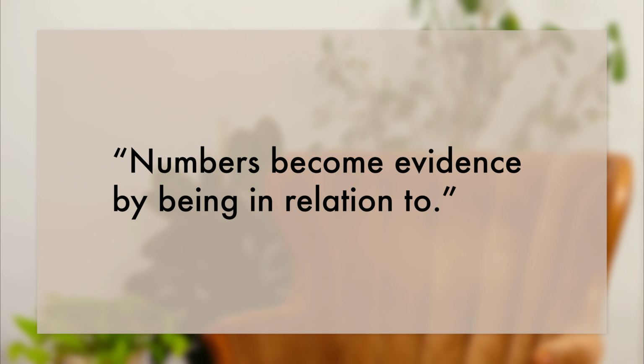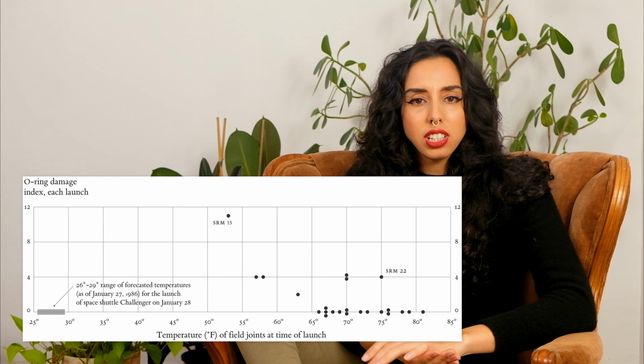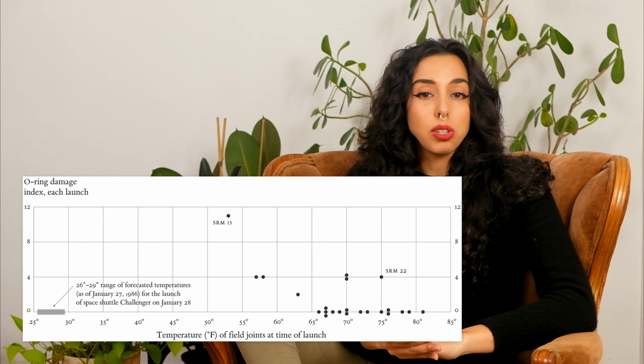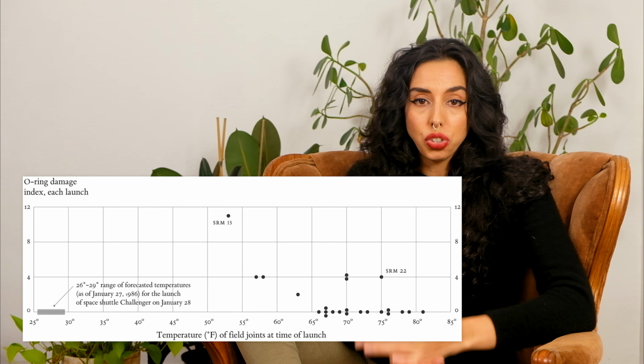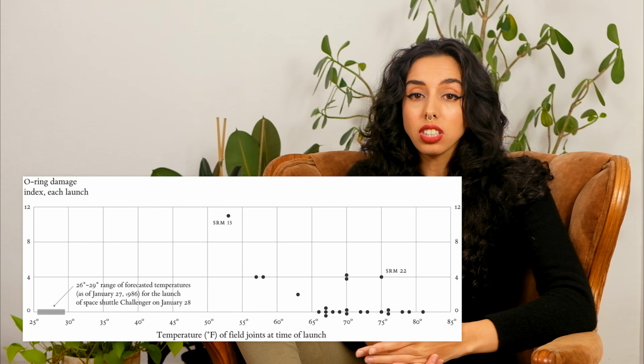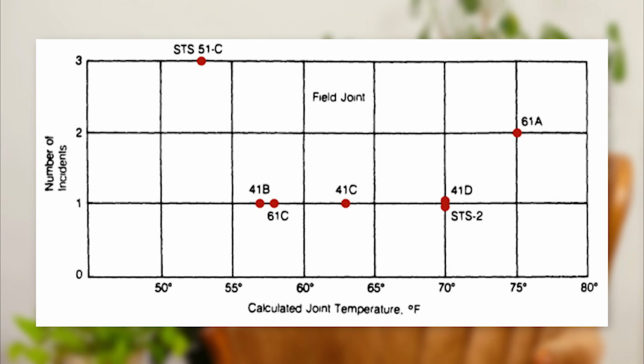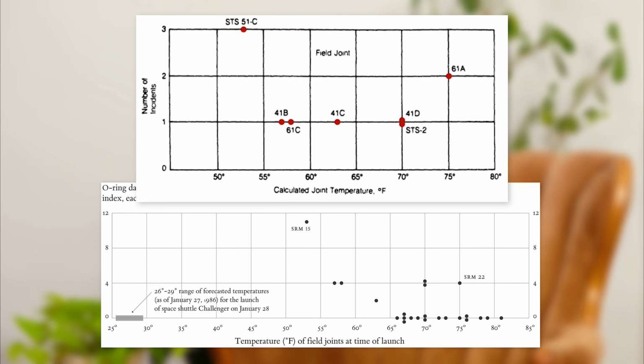Here's another banger line from Tufte's book. Numbers become evidence by being in relation to. A piece of data doesn't tell a story unless its visualization can answer the question, compared to what? Here's an example. Remember Tufte's reimagining of the O-ring temperature figure that makes it super clear that the Challenger shouldn't have been launched at 29 degrees? So there's actually a pretty similar figure that was produced for the Shuttle Commission report after the disaster that looks like this. It's almost the same data as Tufte's plot.